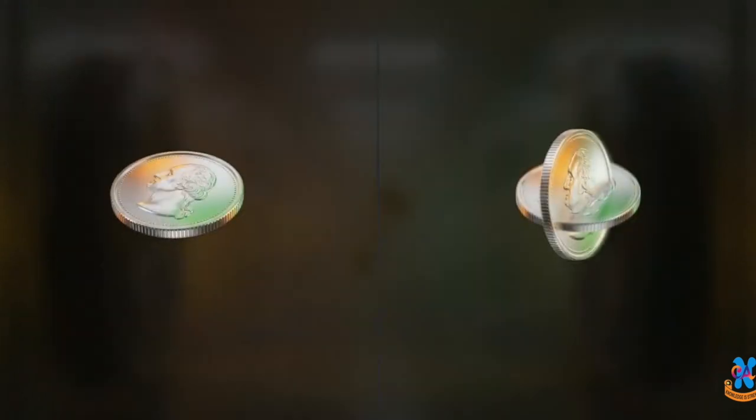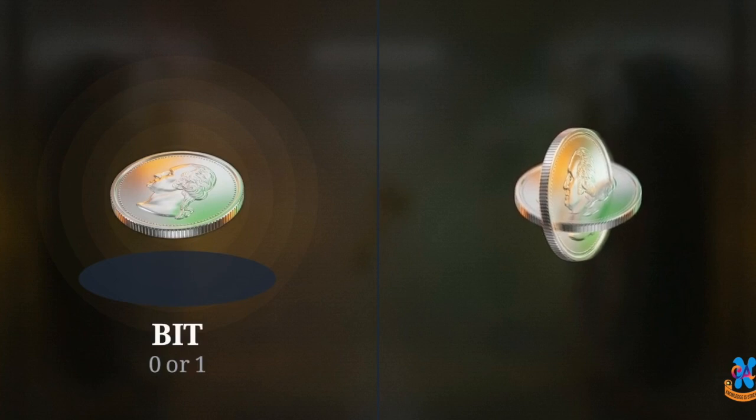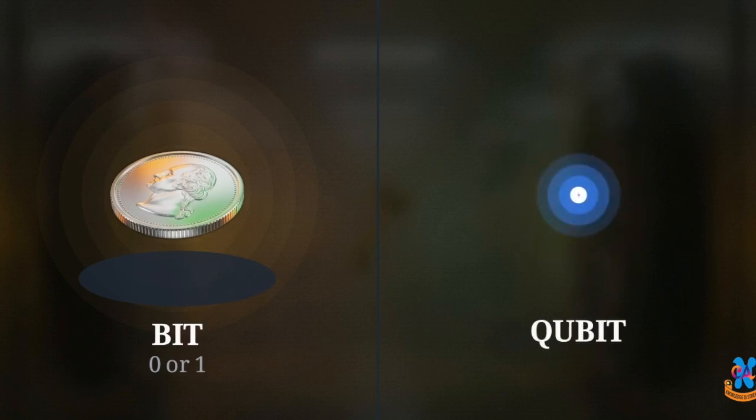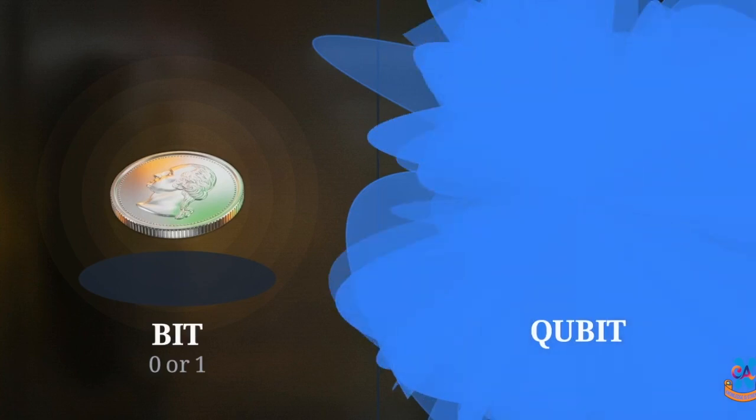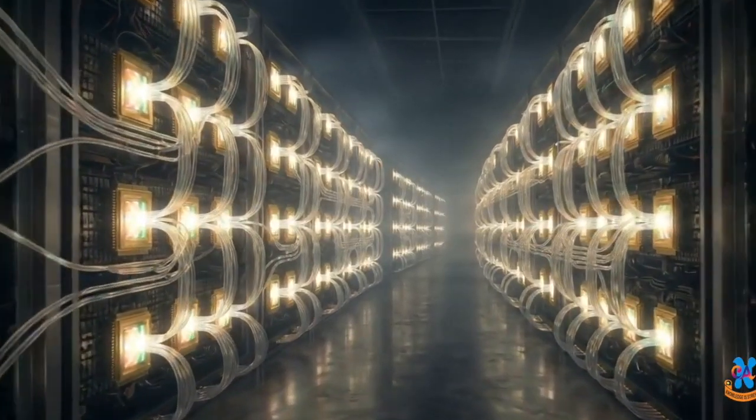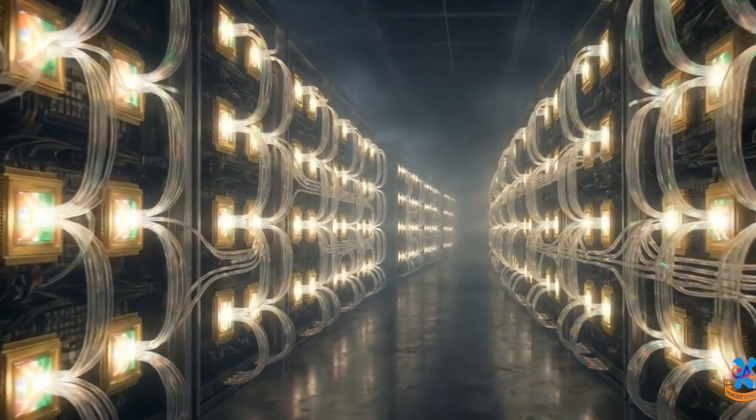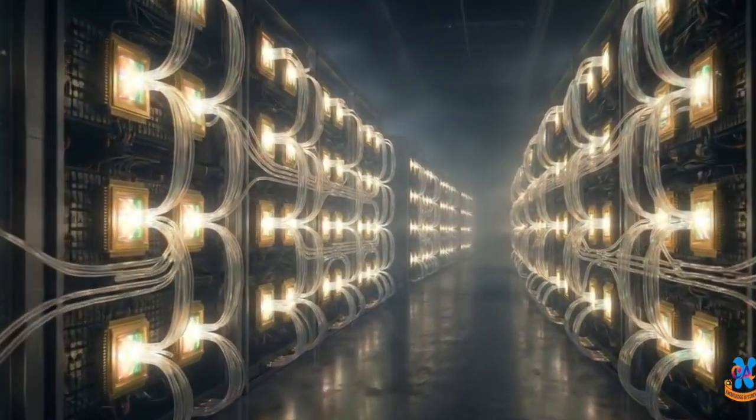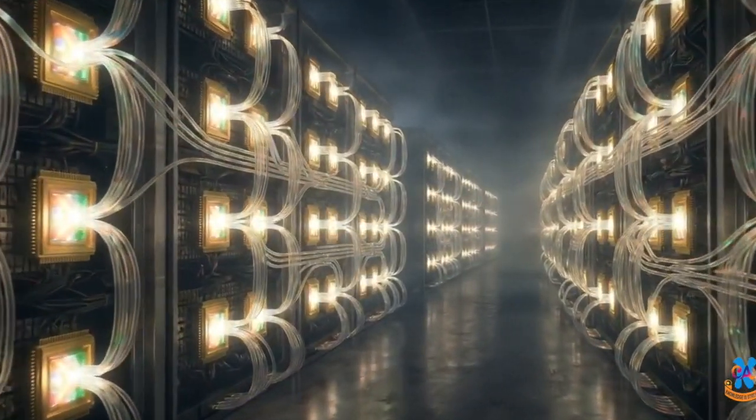Visualize the difference using a coin. A classical bit is the coin on the left, lying flat, showing heads or tails. But on the right, a qubit, through superposition, acts like a spinning coin. It holds multiple simultaneous pathways until measured. Superposition allows a quantum computer to evaluate thousands of possibilities at the same time, bypassing the sequential trap of classical machines.